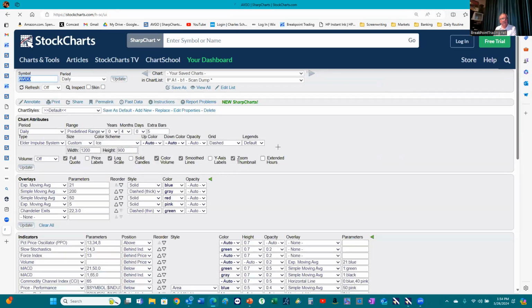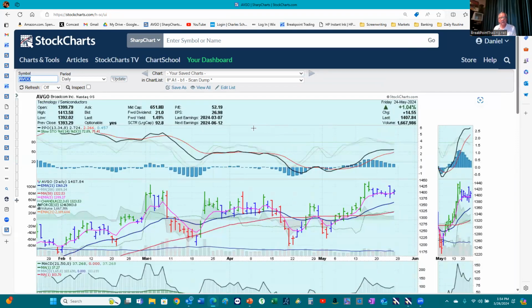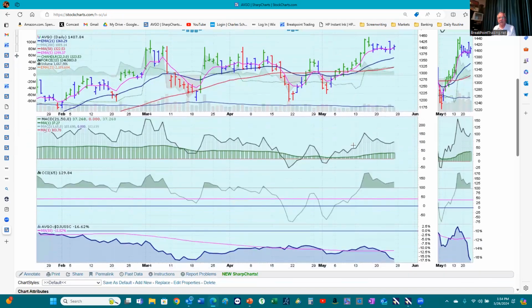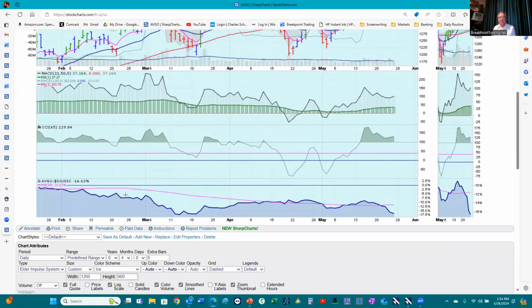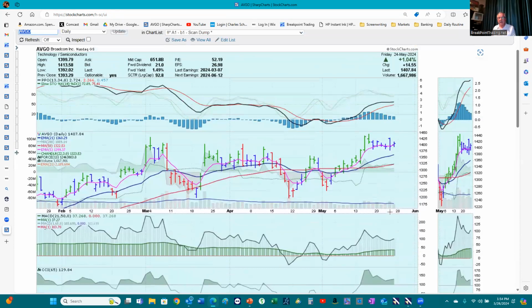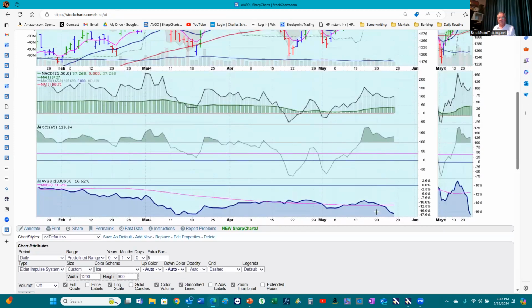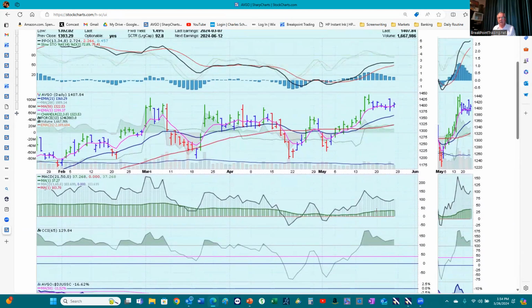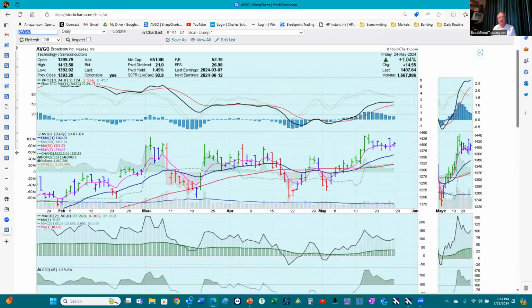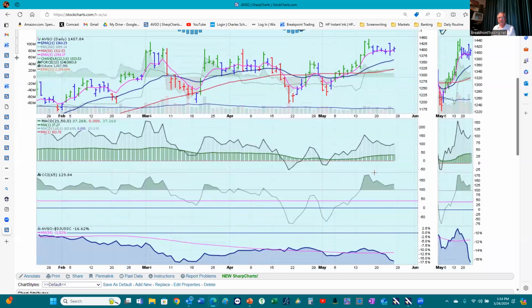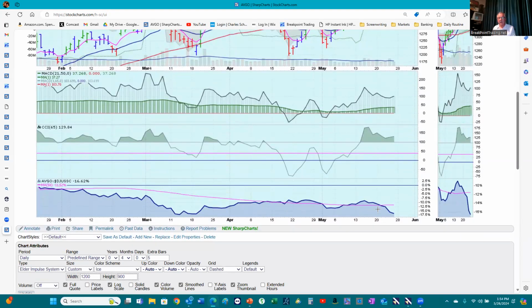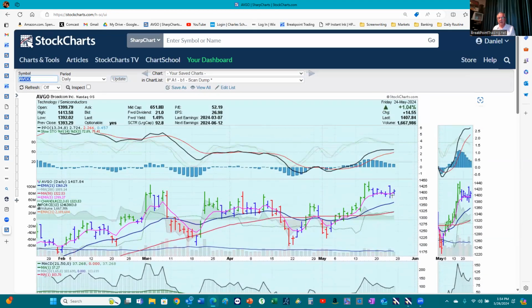I think AVGO or Broadcom, does that report next week? No, that's June 12th. But look at this. Broadcom is actually underperforming its peers right now. Now we're not yet close to earnings. Well, we're kind of close. June 12th is about 3 weeks away. So this would concern me about Broadcom. So I probably would not buy into Broadcom before their earnings on the 12th because they are underperforming their peers. And this tells me that they actually might miss earnings.